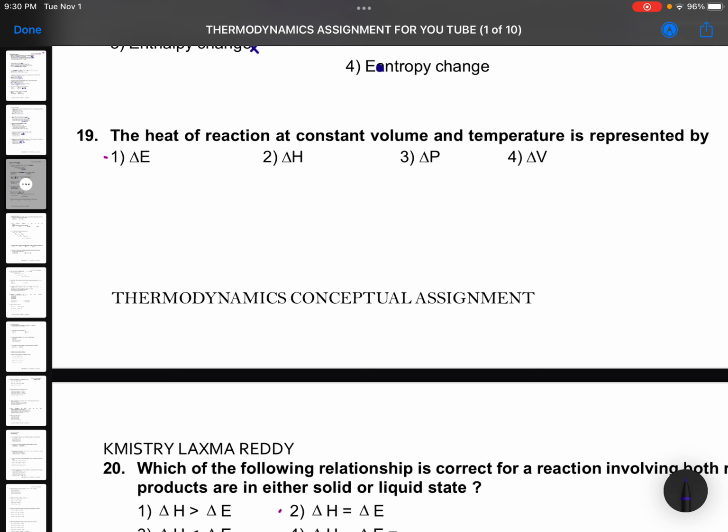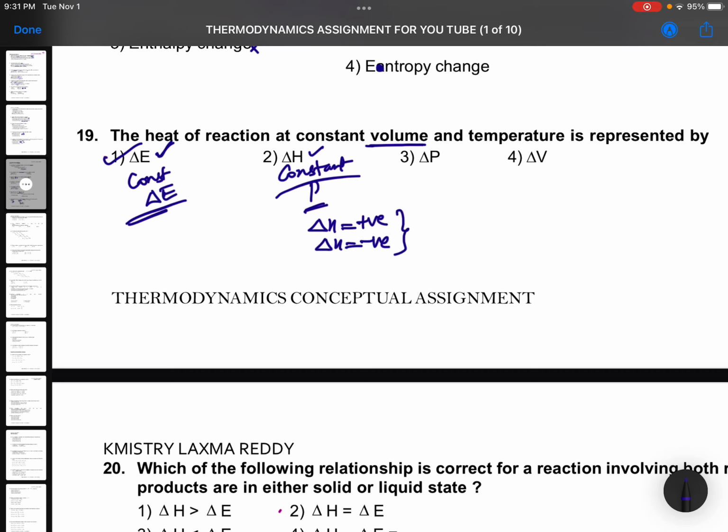The heat of reaction at constant volume. Constant volume is always delta E. Constant pressure is delta H. Whenever you see a bomb calorimeter question, that means you are calculating delta E, because volume is constant. And all our reactions, exothermic reactions, endothermic reactions, chemical reactions, heat changes, energy changes are always given in delta H: positive for endothermic, negative for exothermic. All these are taken at constant pressure. So here the answer is delta E because it is constant volume.